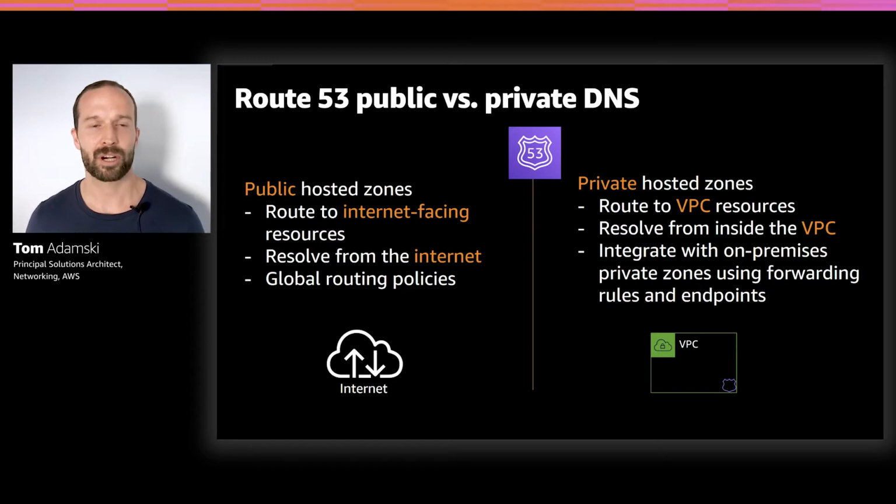Then on the other side, we have private hosted zones. These are your private domains. They are focused on navigating traffic to resources that are inside your VPCs, inside your private environments. And typically the resolution of records inside those zones would be done from inside the VPCs as well. You can integrate those with on-premises environments using things like forwarding and Route 53 Resolver endpoints. But today, we will be focusing primarily on the public hosted zones and how you can configure public-facing zones and resources pointing to your public environments on Route 53.